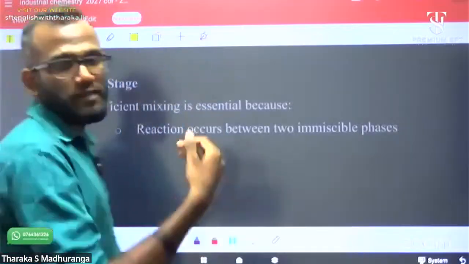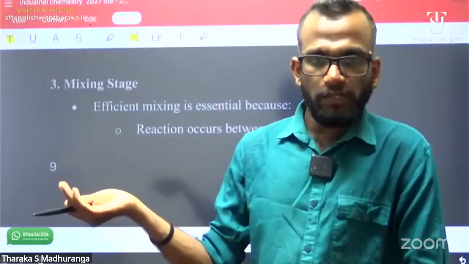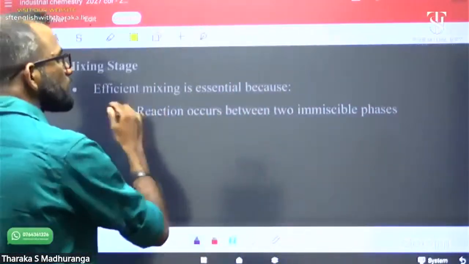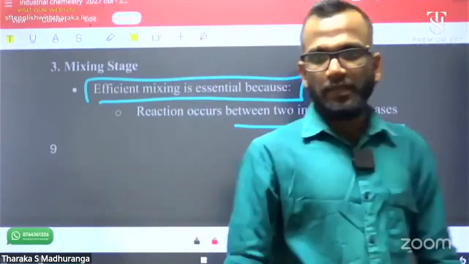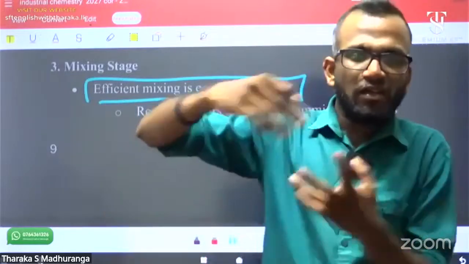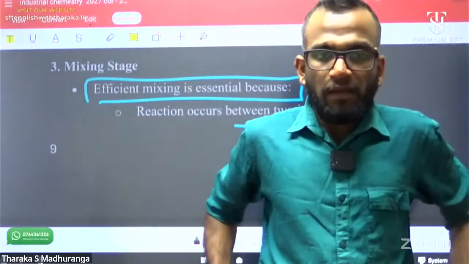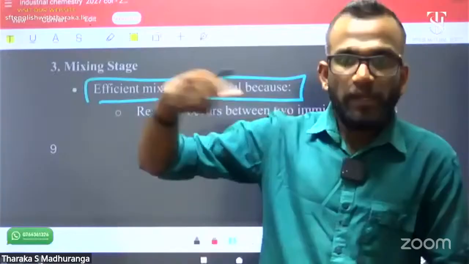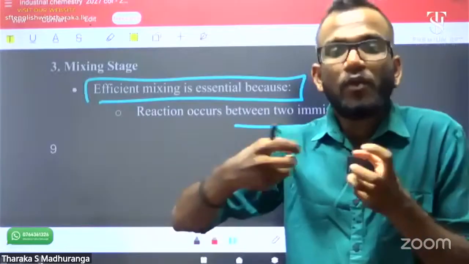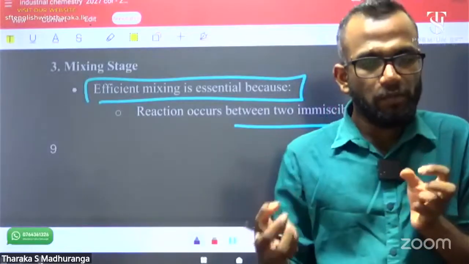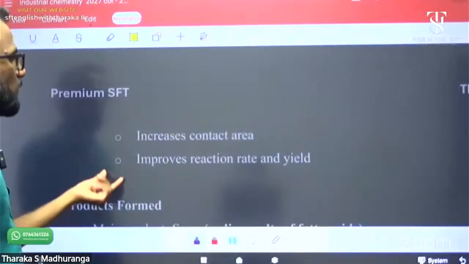That's why mixing is required. It's two layers, a polar solution and a non-polar solution. Efficient mixing is essential because the reactants are in two immiscible phases. If we do not mix, the reactant molecules do not collide. To collide these reactant molecules, we have to mix the solution quickly.